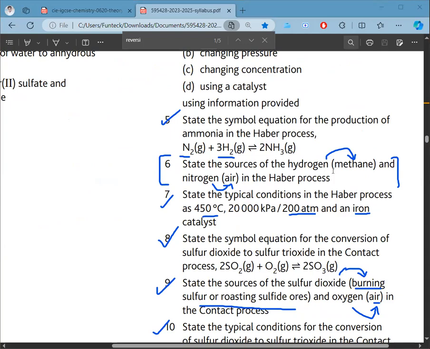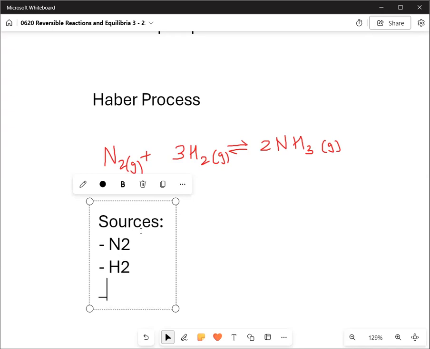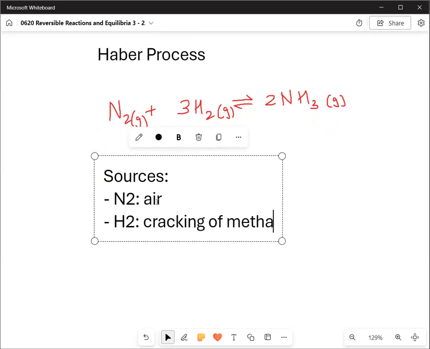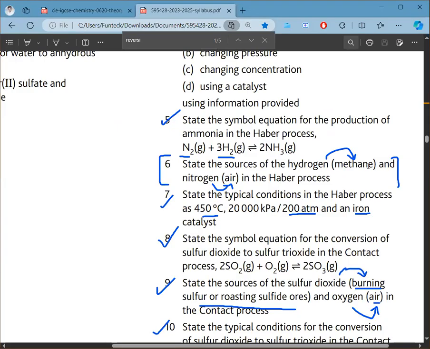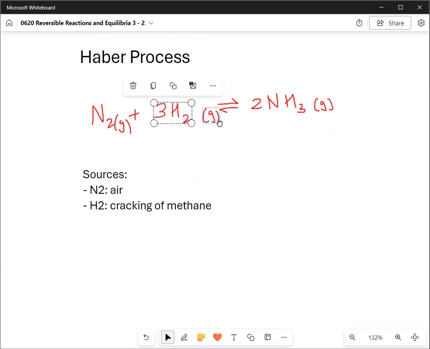You also have the sources which you need. Where do I get the nitrogen from? And where do I get the hydrogen from? The nitrogen I get is from air. Hydrogen is from cracking of methane. Okay, let's see what's written. Yes, methane and air. Fine. These are the sources. Where do I get these reactants from, the chemicals from, to make ammonia?